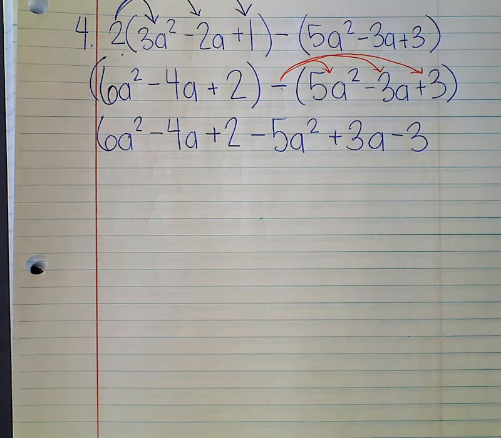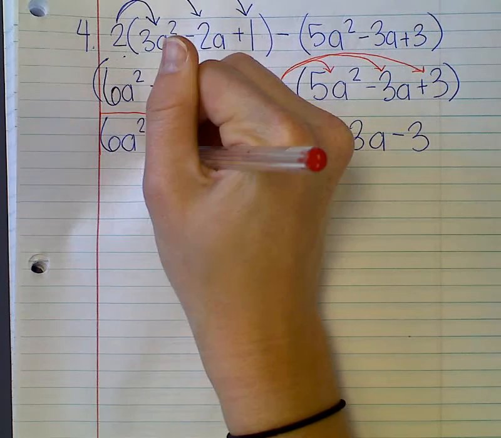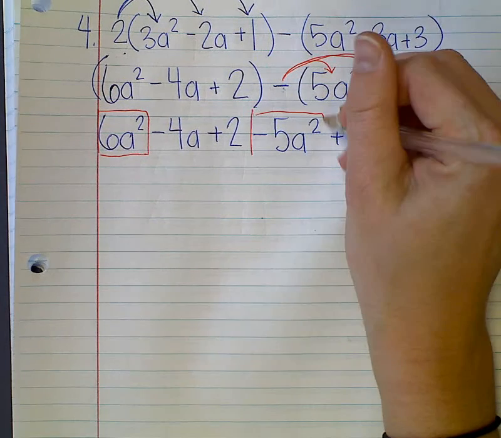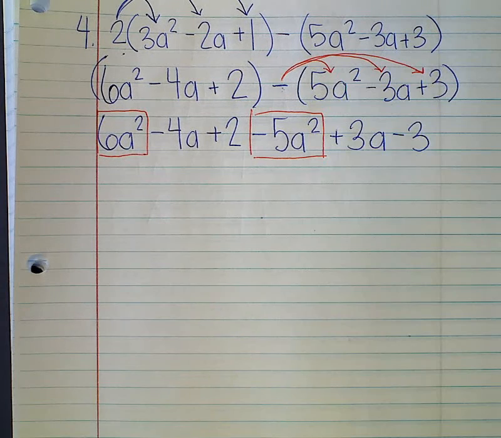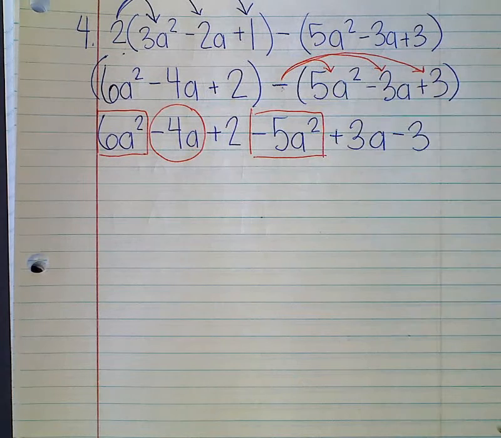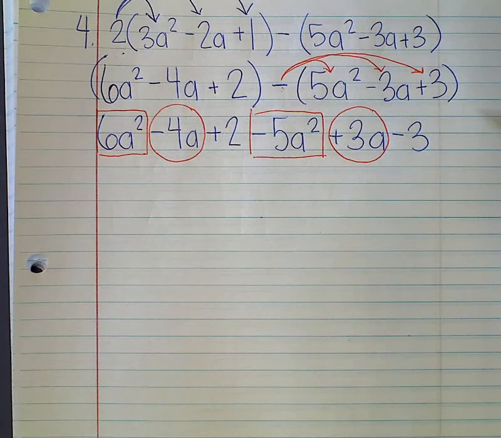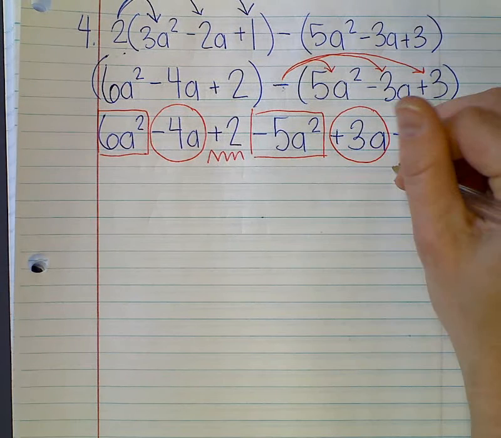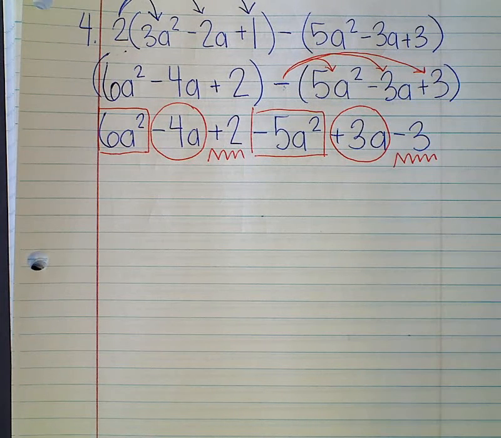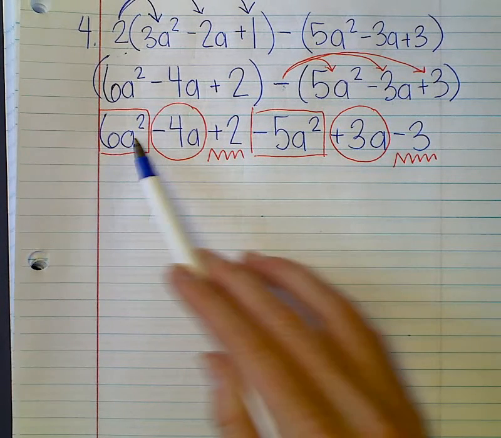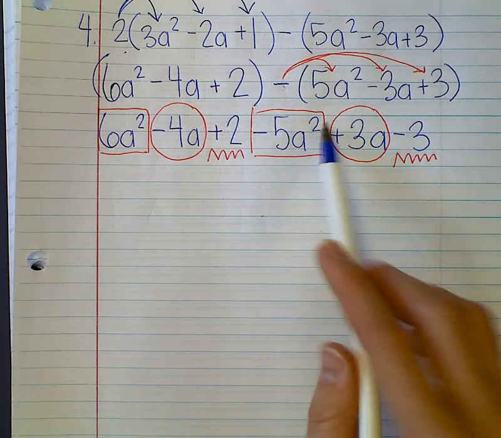Just like in example 1, we look for like terms. I have 6a squared and negative 5a squared. I have negative 4a and 3a. 2 and negative 3 are also like terms. So I group together all my terms that are in the square. 6a squared plus negative 5a squared is 1a squared.